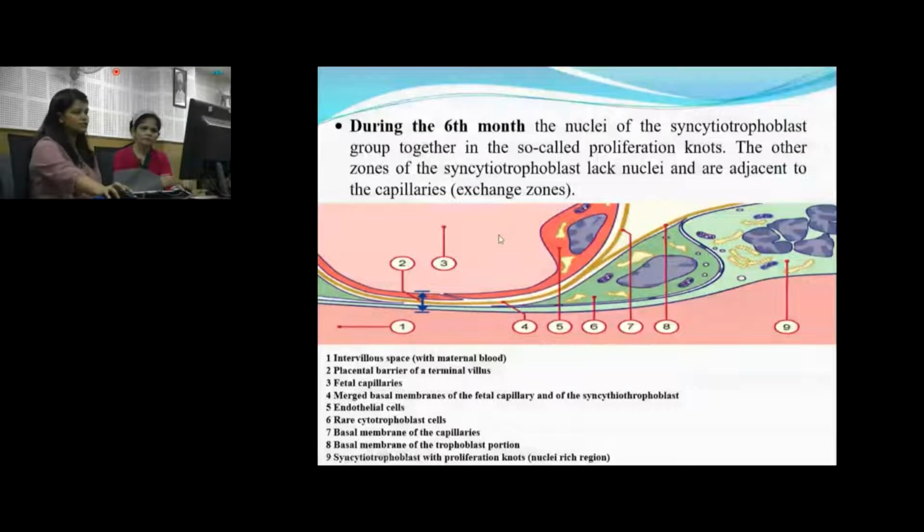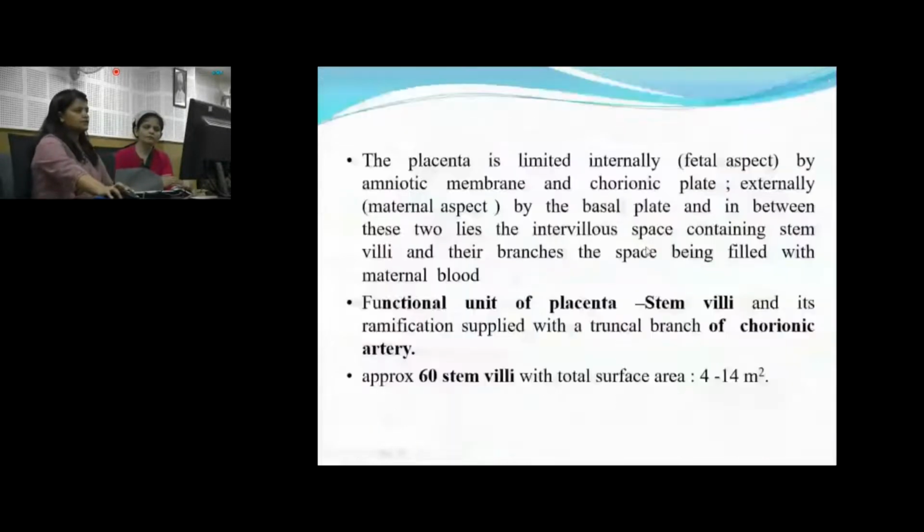This is again the same picture. So the placenta, as we know, is limited internally by the amniotic membrane and the chorionic plate, externally by the basal plate, and in between these two lies the intervillous space. The functional unit of the placenta is the stem villi, and the truncal branch of the chorionic artery supplies it. There are around 60 stem villi, which have a total surface area of 4 to 14 meters square.